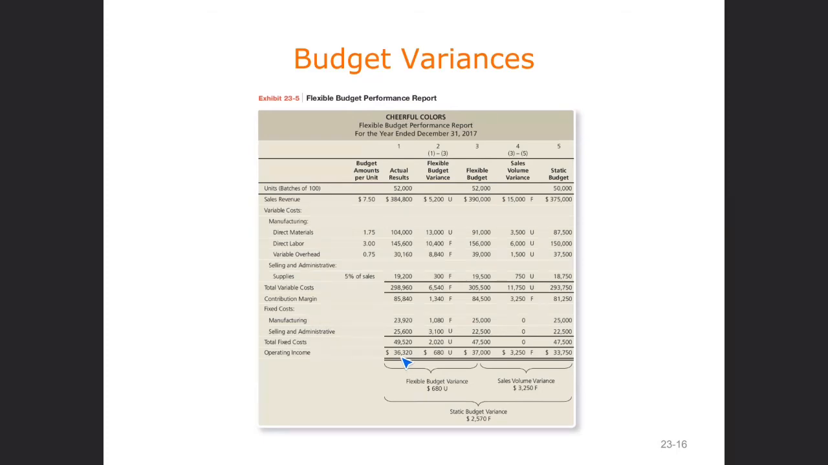And then if we look at the overall static budget variance, we're going to take the actual results of 36,000 minus the static budget of 33,000. That gives us a difference of 2,250. It is favorable because our actual results for operating income were higher than what the static budget budgeted. And so that's how you would do that.